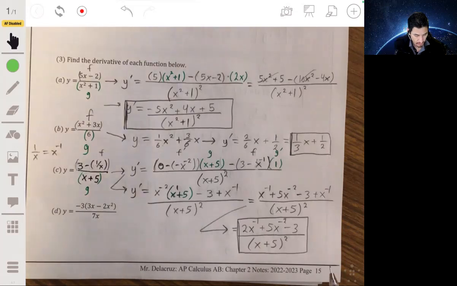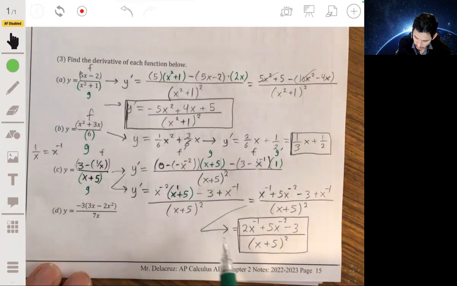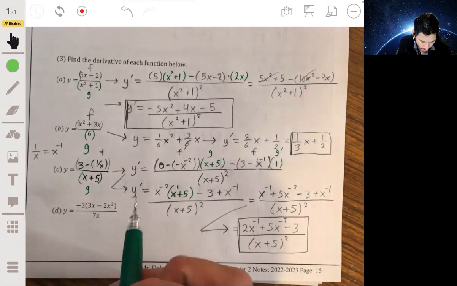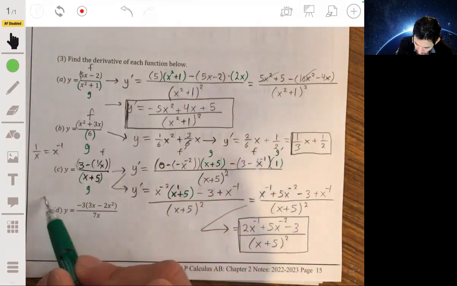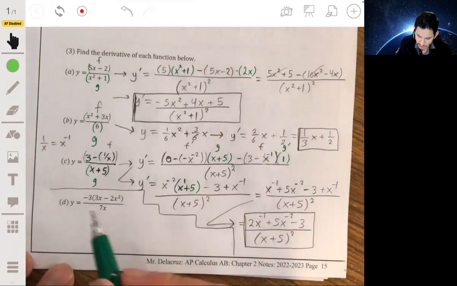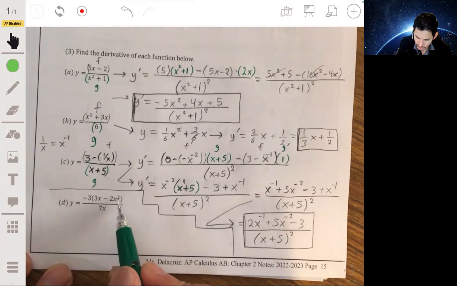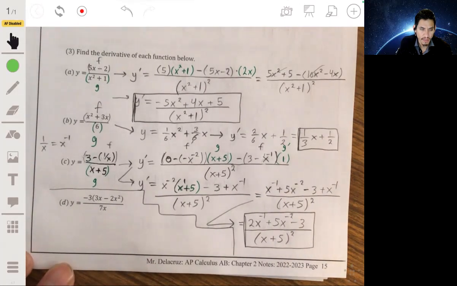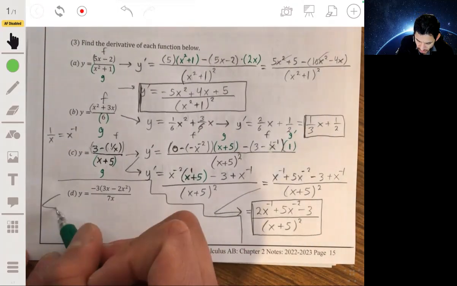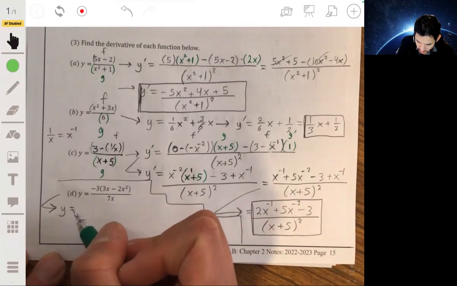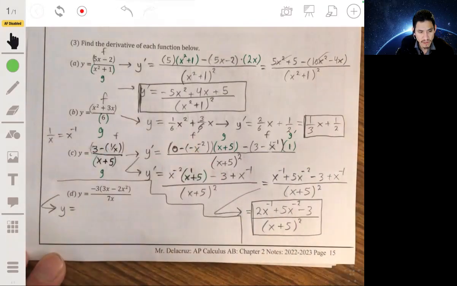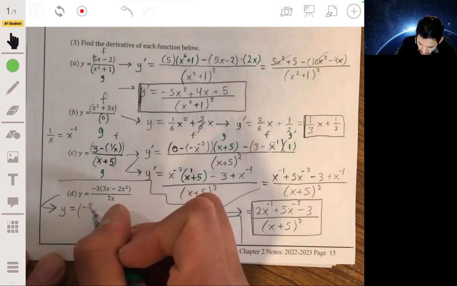All right, now let's look at what's going on here. Let me separate them. So we're working in here. We got that y is negative 3 times 3x minus 2x squared over 7x. So again, make sure you take a minute to stop and think, should I just jump straight to the quotient rule? Is there something I can do to make my life a little easier? And there is. Because what you actually have is a negative 3/7. That's really your coefficient. So let's do this.